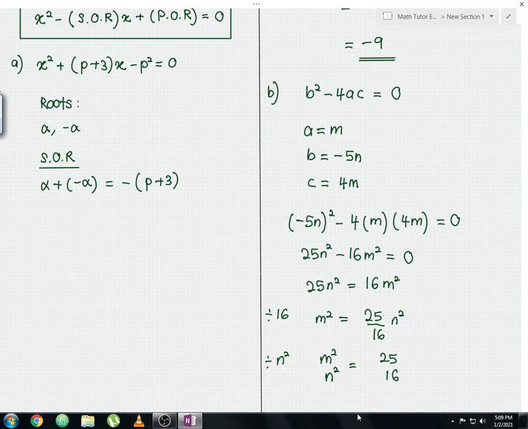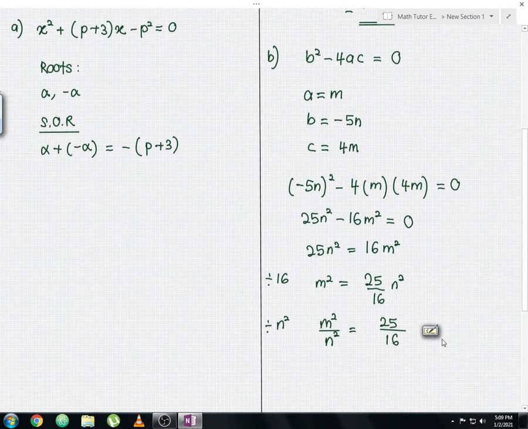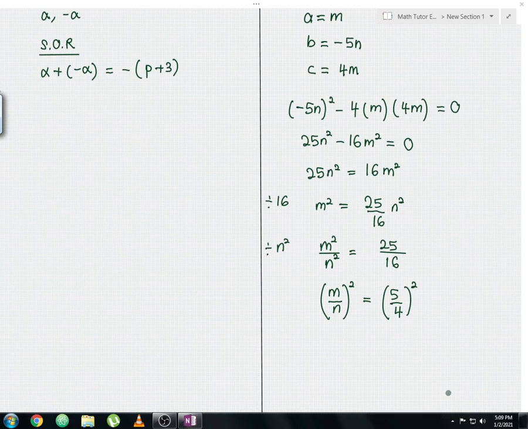Okay, let me underline the fraction, to prevent any confusion. From here, this m square and n square, we can factor them out. It will become m over n, square. As we all know, the 25 and 16 are actually perfect square numbers. This 25 and 16, we can perform the similar step. So from here it will become 5 over 4, square. So the square and square will cancel out. So m over n is equal to 5 over 4.